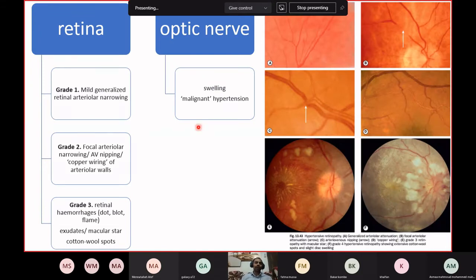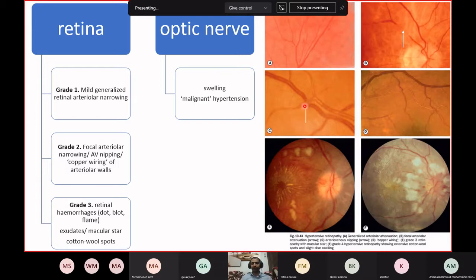The retinal changes: we can grade hypertensive retinopathy into grade 1, which is just mild generalized retinal arteriolar narrowing. As you can see here, this is the venule, the dark red one. This is the arteriole, the bright red one. And you find that the arteriole is narrower than normal. Or here, for example, you find that there is a focal narrowing of the retinal arteriole. If you see something like this, you need to report that to the internal medicine doctor as grade 1 hypertensive retinopathy.